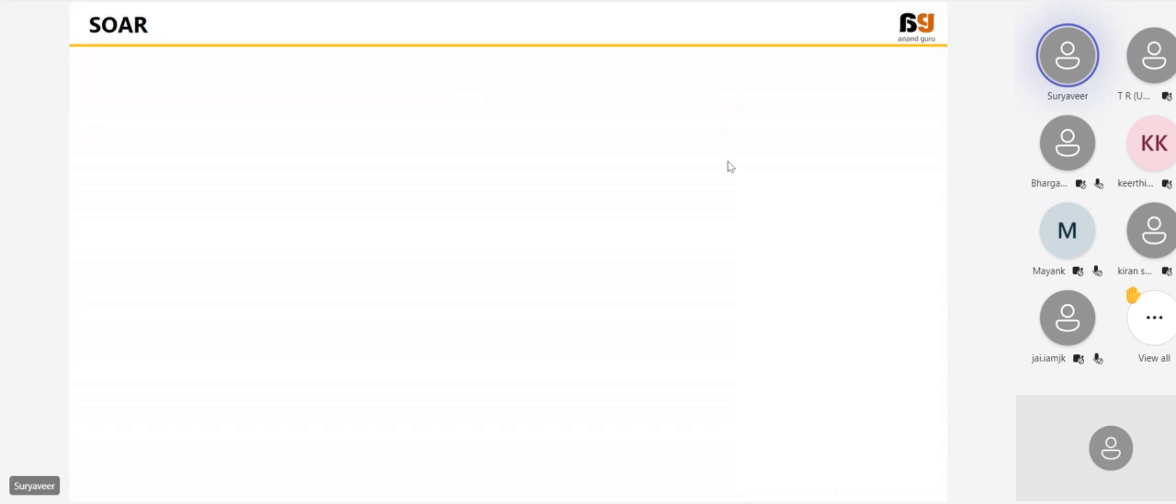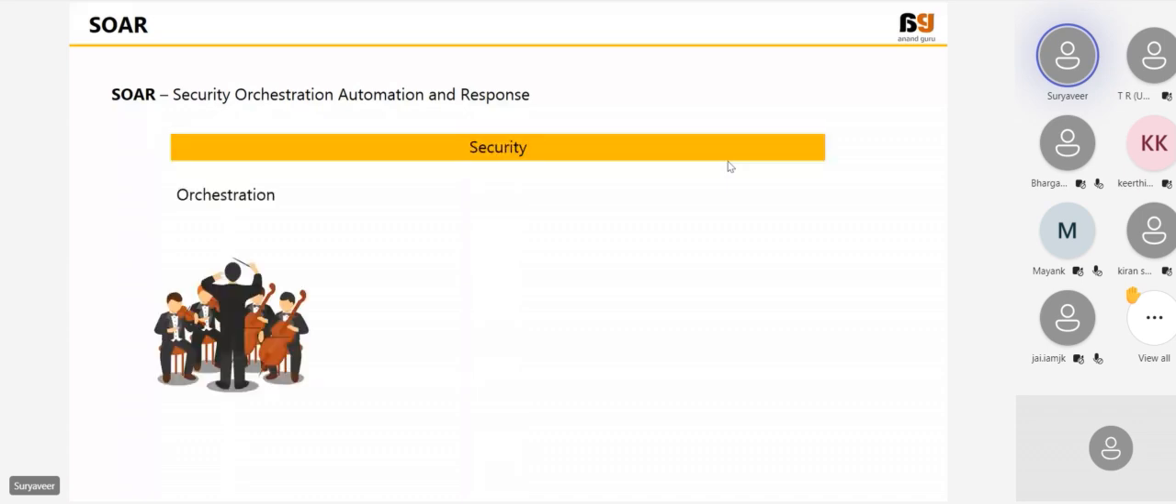SOAR stands for security orchestration, automation, and response. So what is the meaning of orchestrate? You would probably have seen a band of musicians with one person in front who orchestrates them in one good direction. Sometimes he asks some people to slow down and some to go fast, and based on his hand movement, all those musicians change their pace. So it tries to orchestrate.